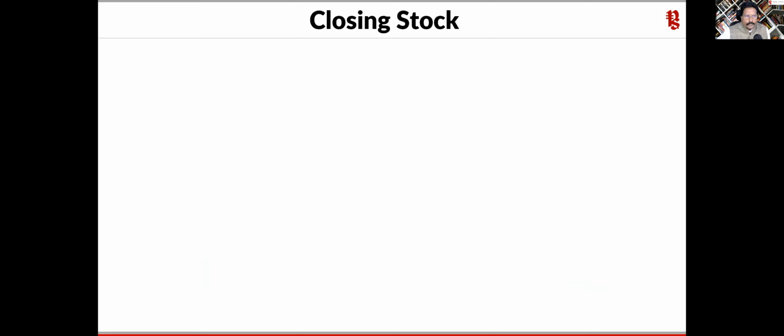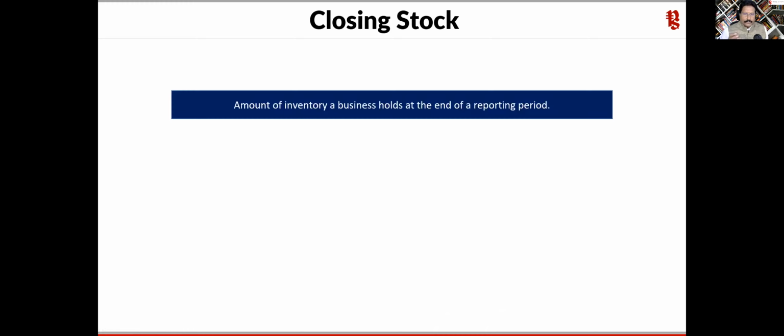Let me just quickly share my screen. So we will understand how you arrive at the closing stock. Okay, so the amount of inventory a business holds at the end of the reporting period is basically the value that you are going to arrive at as the closing stock value. And also we saw how we arrive at the closing stock quantity.